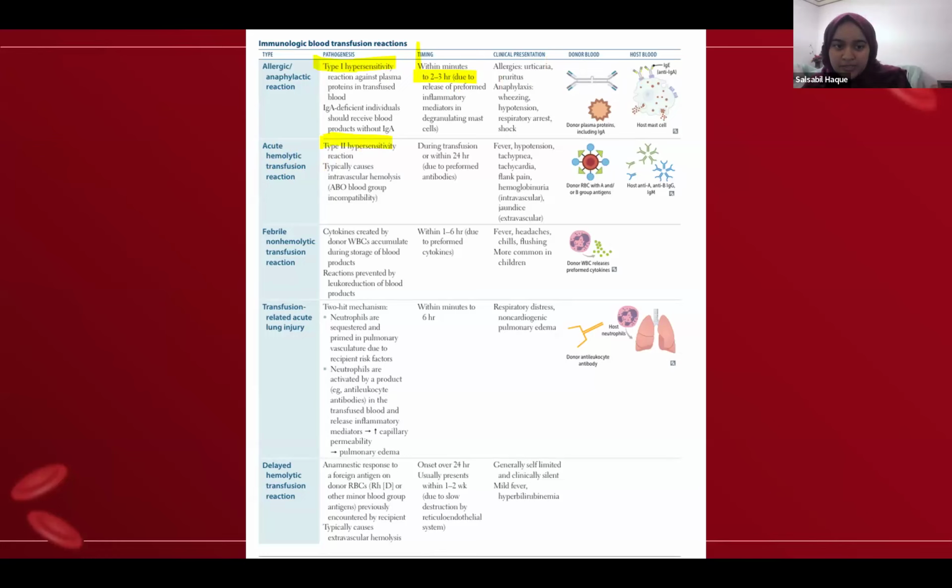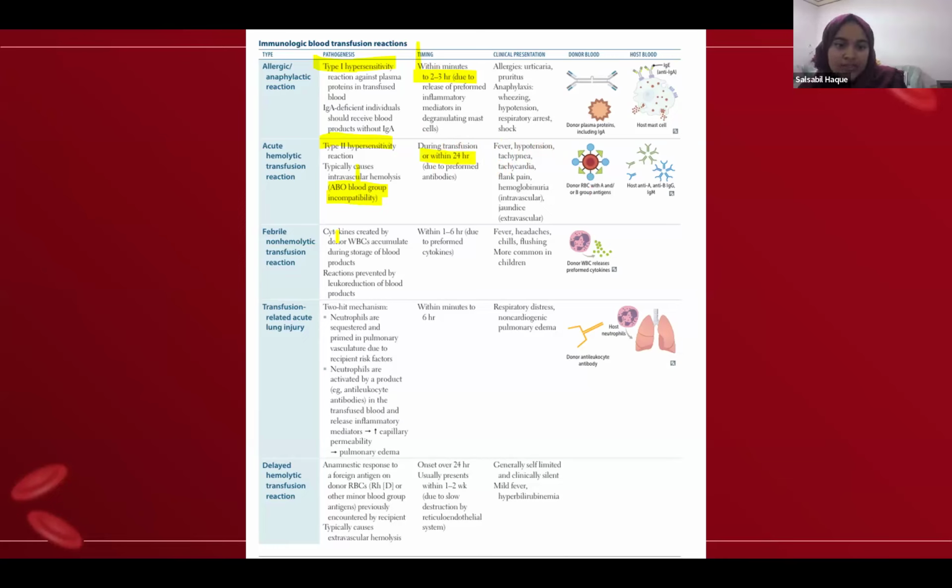Okay. Then you have acute hemolytic. This is type 2 hypersensitivity reaction, and it's due to ABO blood group incompatibility. So this is most likely like a clerical error, right? So if someone has a type B positive blood type, and he was given, let's say, A negative or something, right? So that would cause acute hemolytic transfusion reaction. So this happens within 24 hours. Okay, you have hypotension, tachypnea, tachycardia, etc.